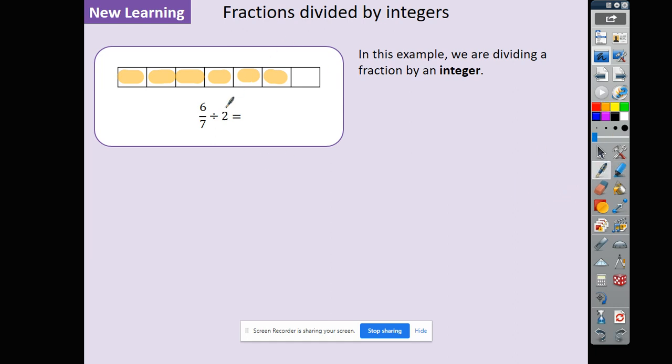Now the next thing it's asked me to do is divide this by 2. So we know that if we're dividing by 2, we're sharing it equally between 2 groups or 2 people. So if I was splitting this between 2 groups, I would have 2 groups here. Now I can see that in each group I have got 3/7.